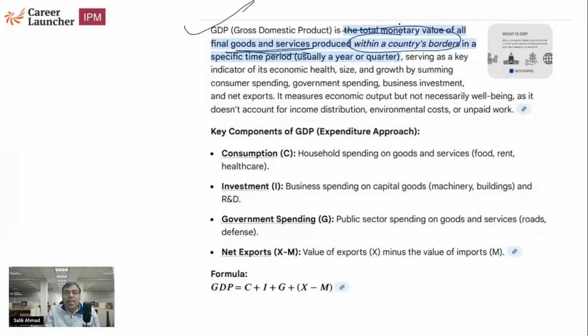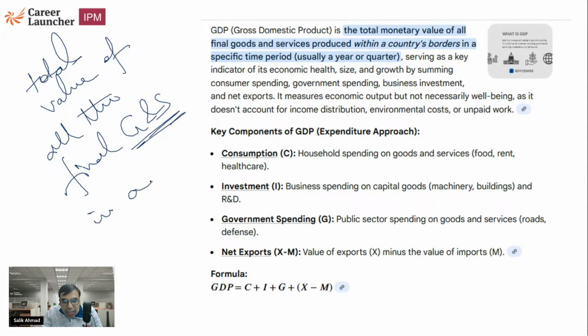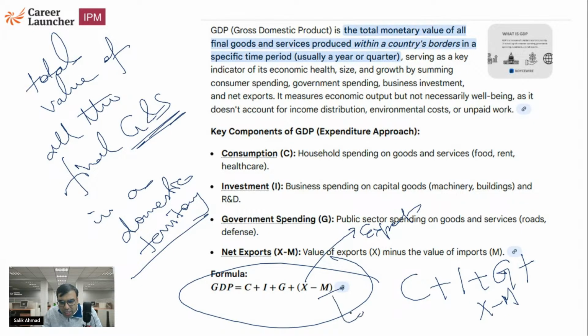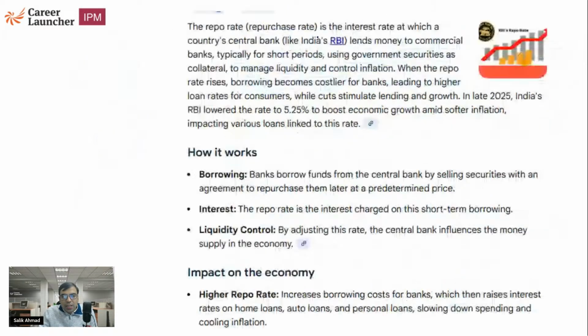अगर इतना भी नहीं समझ में आ रहा तो at least you should know about GDP. Total value of all the final goods and services produced in a domestic territory, यानी country के अंदर होना चाहिए. And GDP is C plus I plus G plus X minus M: consumption plus investment plus government expenditure plus export minus import. इस तरह कैलकुलेट किया जाता है. We are not going into that detail because it's slightly complicated, तो हाई लेवल का है. But एक रफ आइडिया होना चाहिए how GDP is calculated. ठीक है? That is what you should be knowing.